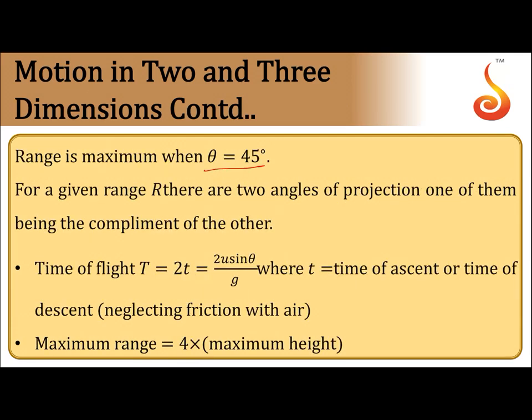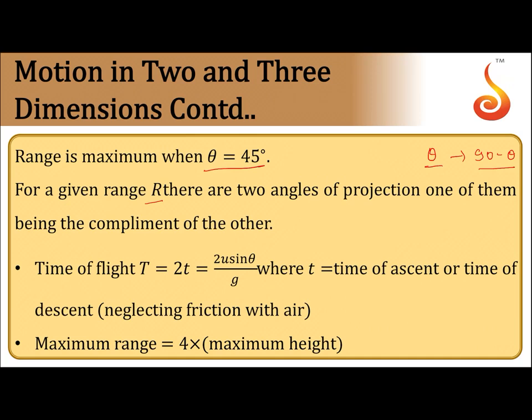Range is maximum for 45 degree, and for a given range r there will be two angles of projection. So if one angle is theta, the other angle will be 90 minus theta. So for two complementary angles of projection, the range will be the same. They reach different heights, but the range will be the same.